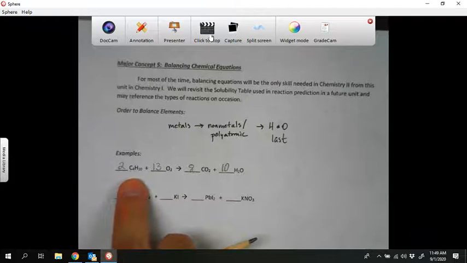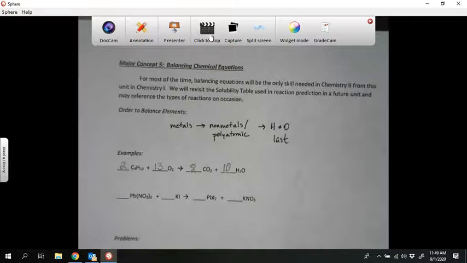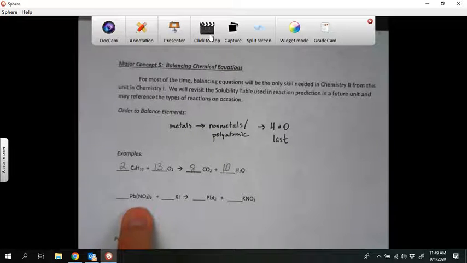C4H10 has a name. It's called butane. It's what's in those lighters that you might light a candle or a barbecue grill with. If we look at our second example, we have lead-2 nitrate plus potassium iodide yields lead-2 iodide plus potassium nitrate. This is a double replacement reaction. So we have metals, we have a polyatomic ion that appears the same on both sides, NO3, and we have I, which is a nonmetal.